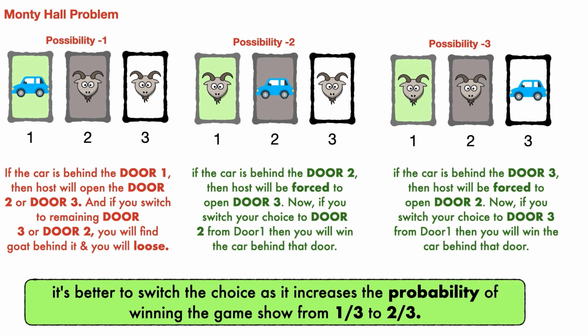So to conclude, there is a 1/3 chance of the car being behind door number 1 and a 2/3 chance that the car isn't behind door number 1. After Monty Hall opens door number 2 to reveal a goat, there is still a 1/3 chance that the car is behind door number 1 and a 2/3 chance that the car isn't behind door number 1. A 2/3 chance that the car isn't behind door number 1 is a 2/3 chance that the car is behind door number 3. So it's better to switch your choice, as it increases the probability of winning the game show from 1/3 to 2/3.